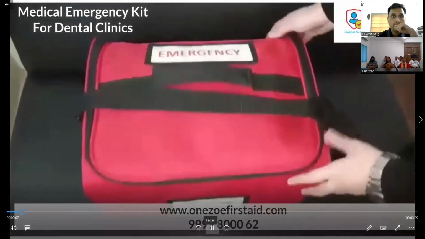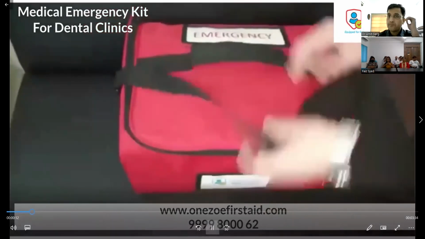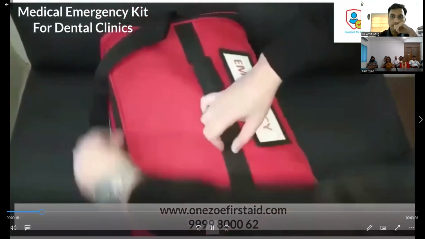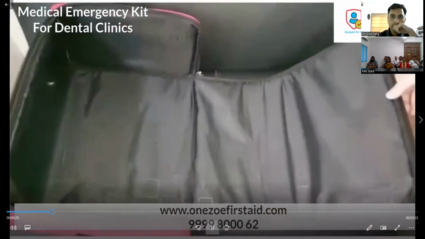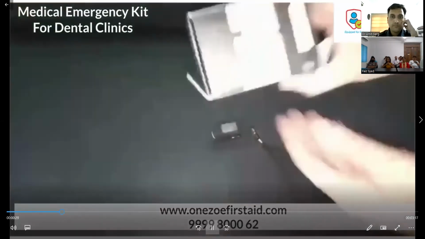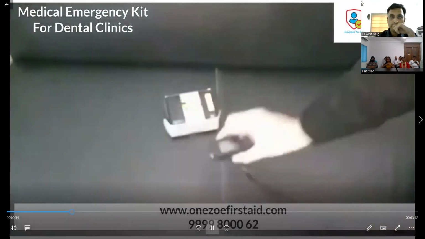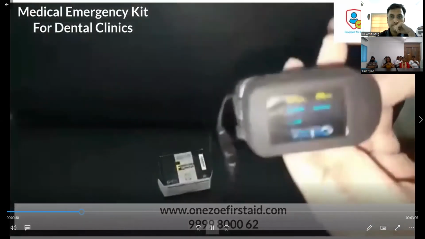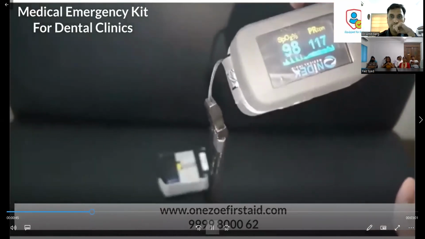Hello everyone, this is a Onezoe medical emergency first aid kit bag. This is the front view of the bag and this is the upper view of the bag. In case of an emergency, this bag opens full so that it saves your time, precious seconds. This is NIDEC pulse oximeter. This is the best pulse oximeter available in market. You can switch it on from here and put it on your finger, and this will reflect your room air saturation and pulse rate.